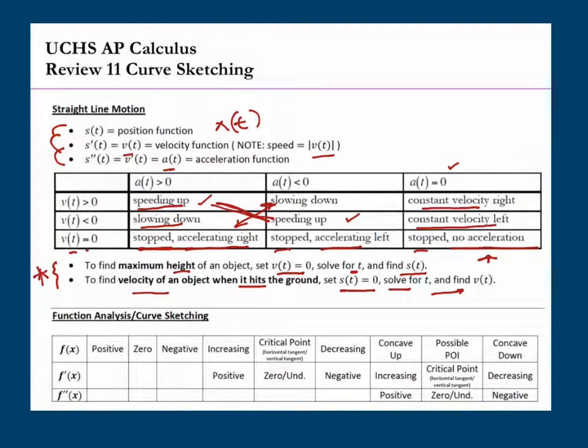All right, now for curve sketching, this is that whole thing about increasing, decreasing. When the derivative is positive, the original graph is increasing, okay? When the derivative is 0, there's a critical point, so it's switching back and forth. You have a horizontal tangent line. When the derivative is negative, the original graph is decreasing.